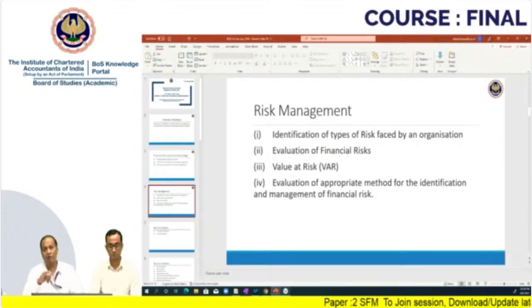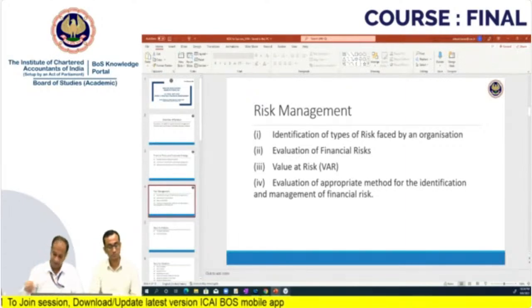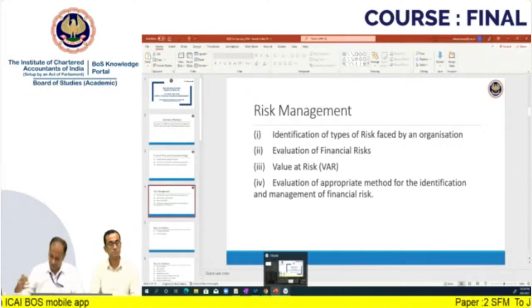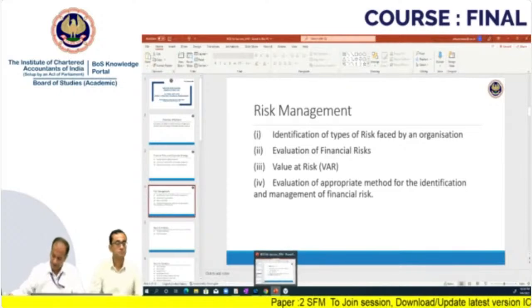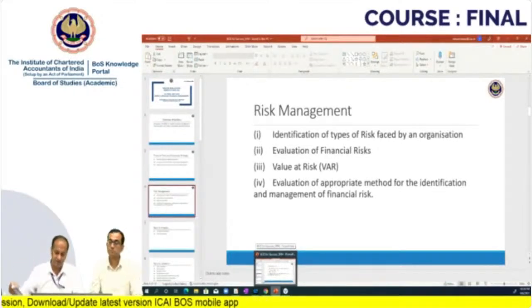So if the portfolio amount is 1 lakh, of course our maximum loss can be 1000. You can refer to the application from there. Now, last is the evaluation of the appropriate method of identification and management of risk.